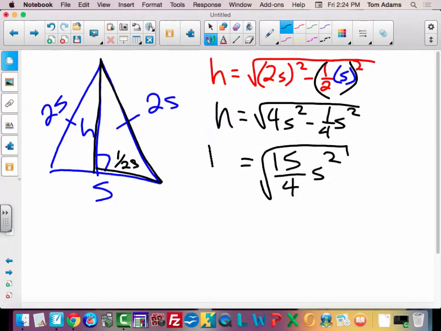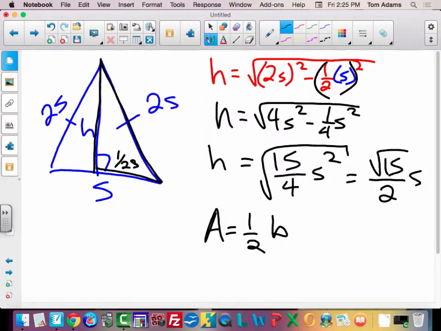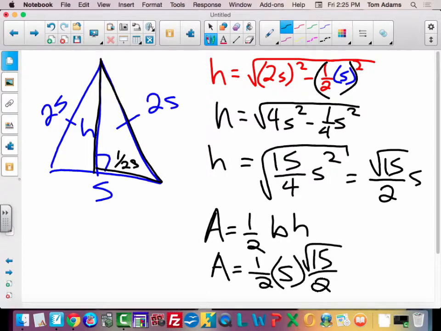Does that look right to you guys? Now we could simplify this a little bit. Yep, square root of 15 over 2 times s. All right, cool. So now, if I say the area of this whole triangle is 1/2 times the base times the height, then this is equal to 1/2 times, what's the base now? S. What's the height? Square root of 15 over 2 times s.